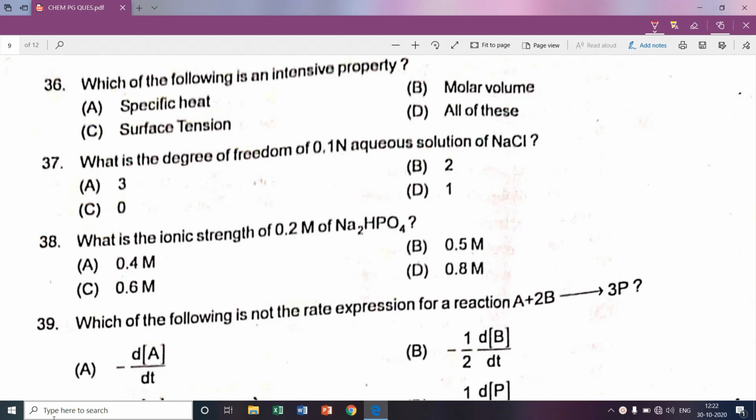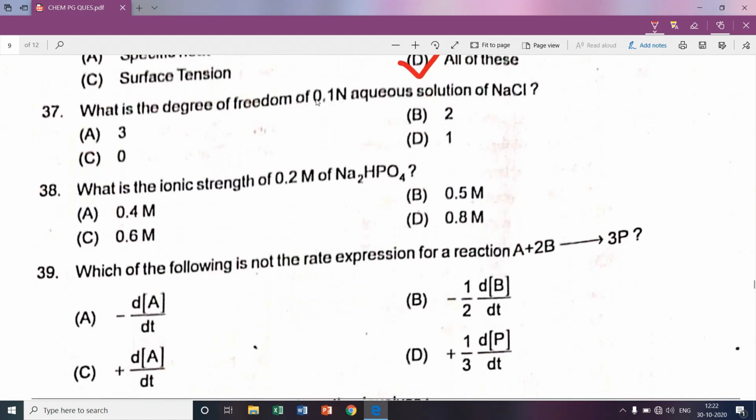Which of the following is an intensive property? Option D, all of the above, is the right answer. We know that surface tension is a common example of an intensive property, but specific heat and molar volume are also examples of intensive properties.